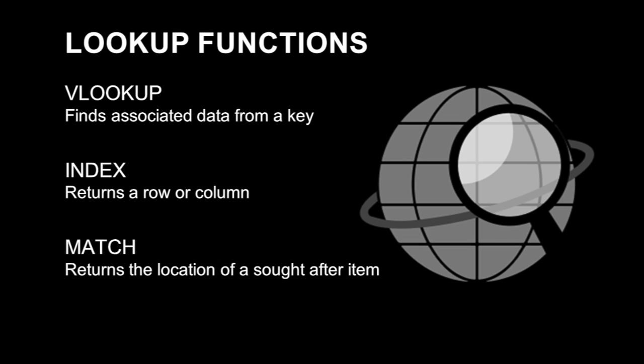And finally, there's match. Match, again, is one of the most important functions that you can use in Excel. Match will return the location of a sought-after item. So whereas Vlookup returns data associated with a sought-after item, match will return the record location. So if you're looking within a series of rows, it's going to return a row location. If you're looking within a series of columns, it's going to return a column location. And you can see how knowing that location would easily allow you to do some other things with index.